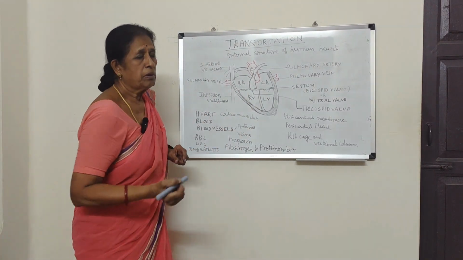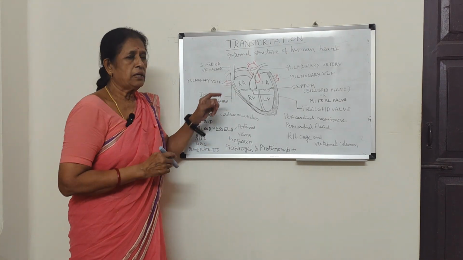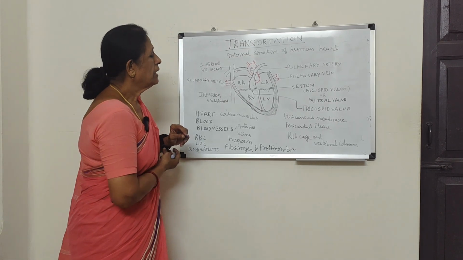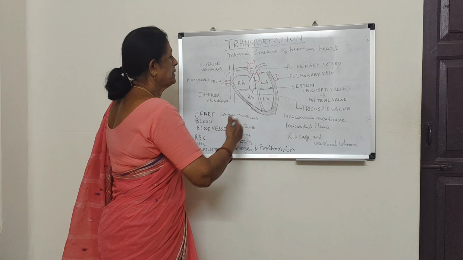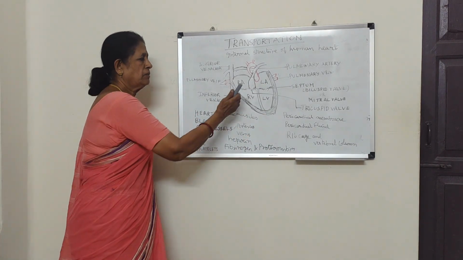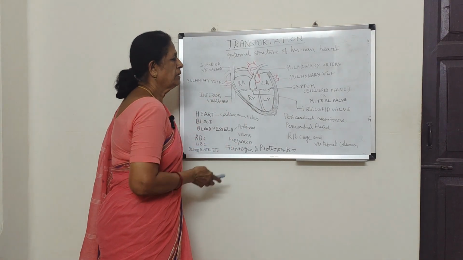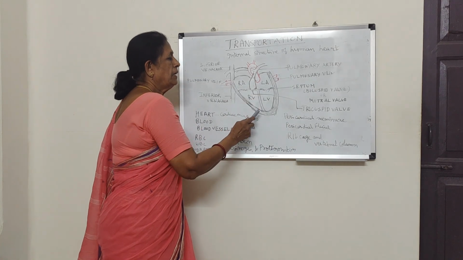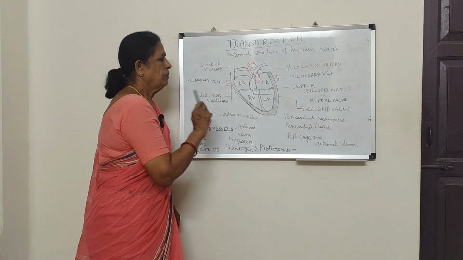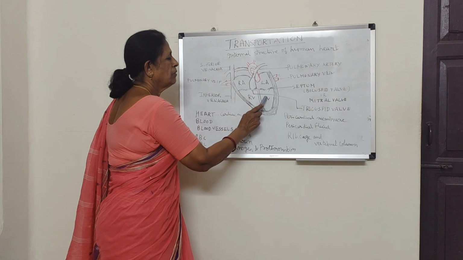You have to remember one thing: the right side chambers of the heart contain deoxygenated blood. Deoxygenated blood means the blood which contains carbon dioxide. And the left side chambers, I mean left auricle and left ventricle, contain oxygenated blood. So you have to remember that. Right atrium and right ventricle contain deoxygenated blood. Left atrium and left ventricle contain oxygenated blood. So septae are the structures which divide the heart into four chambers.